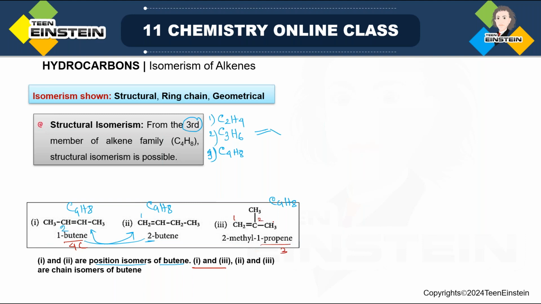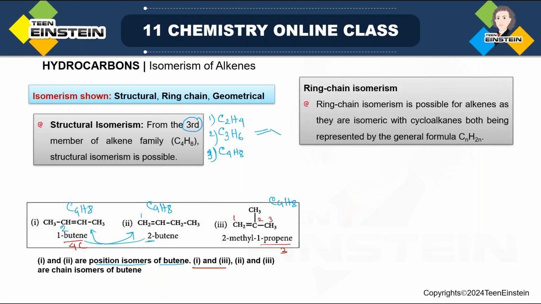So numbering will start 1, 2, 3. At position 2 there is a methyl group, and it is 1-propene. As the parent chain itself is different and you have some branching, that is, the chain itself is different, that is why these two are related to each other as chain isomers. And the relationship of 2 and 3 is also chain isomer, because in 2 you have 4 carbons in the parent chain, but in 3 you have 3 carbons in the parent chain with 1 methyl substituent, right?